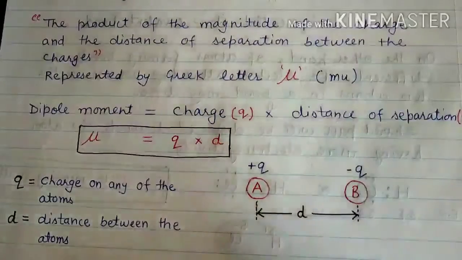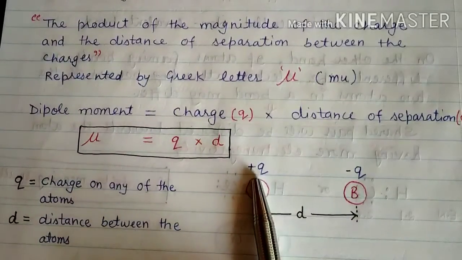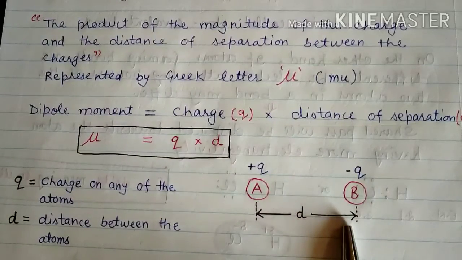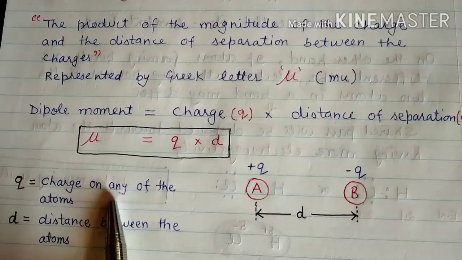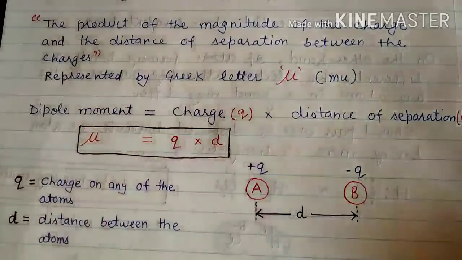We can see here these are the two atoms A and B. A has the charge plus q, B has minus q, and d is the distance of separation between the atoms. So q is the charge on any of the atoms and d is the distance between the atoms.